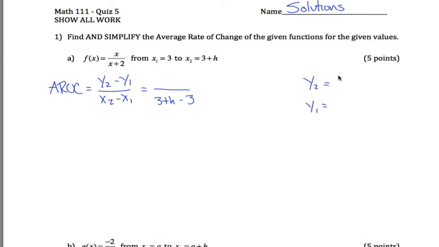Well, y2 is just f of x2, and x2 is 3 plus h. F of 3 plus h, it says take your function and everywhere you see an x, change it into a 3 plus h. So what I would get is 3 plus h over 3 plus h plus 2. In other words, 3 plus h over maybe 5 plus h.